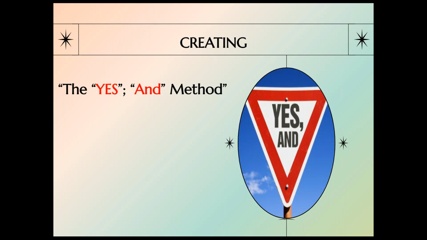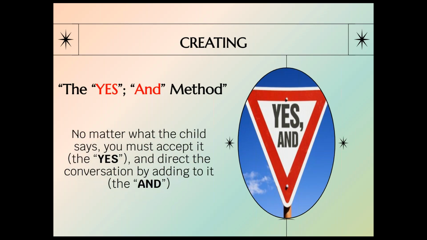If you say no or you deny their idea, it stops the interaction and it stops the connection, and it doesn't give you anywhere to build. So you want to keep everything open. You want to keep your responses open and say yes, and what else do you think? So no matter what the child says, you accept it in this brainstorming process, say yes, and then direct the conversation and say and. Say, yes, I understand that, and we could also X, Y, and Z.